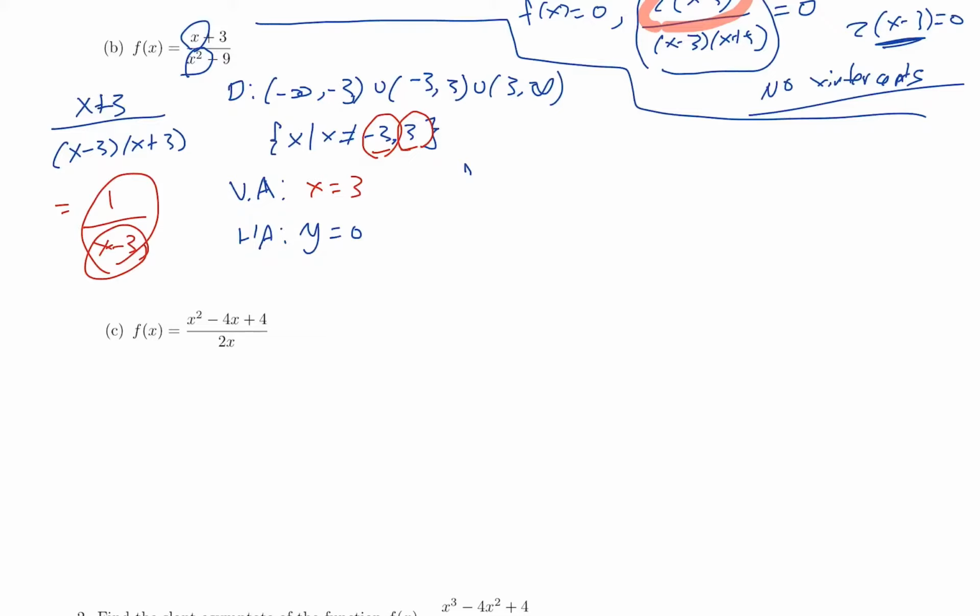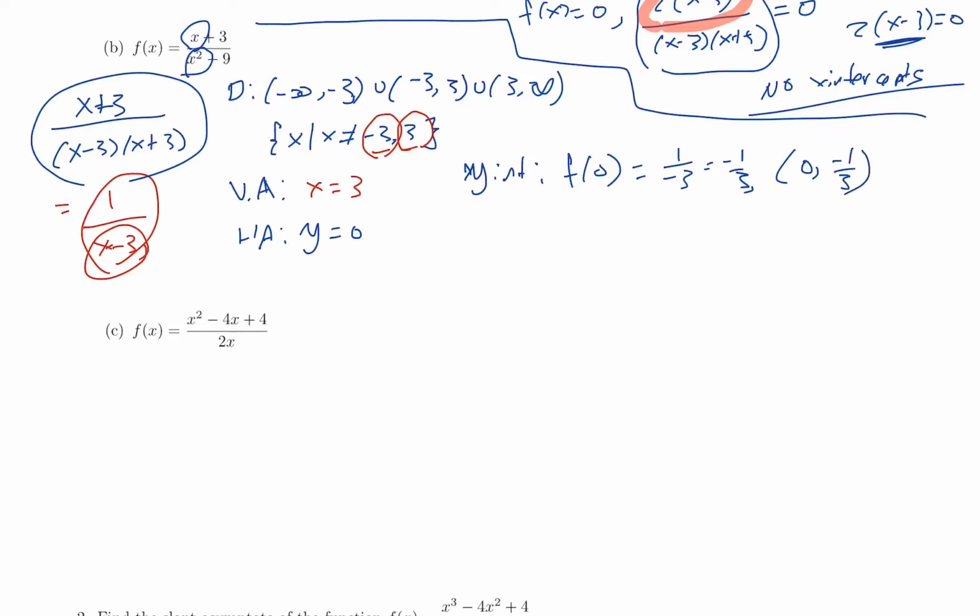Let's find y-intercept. In order to find y-intercept, we have to plug in 0. If I plug 0 into here, and if I simplify, I get 1 over negative 3, which is the same as negative 1 over 3. So y-intercept is (0, negative 1 over 3). Okay. X-intercept, same idea. We set the entire function equal to 0.